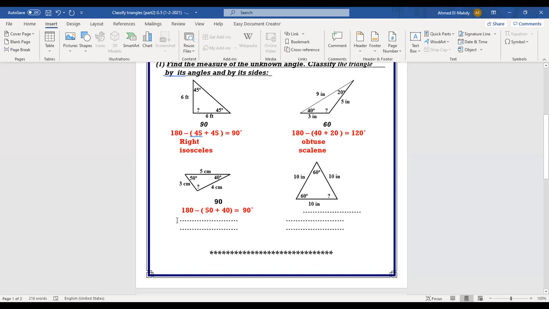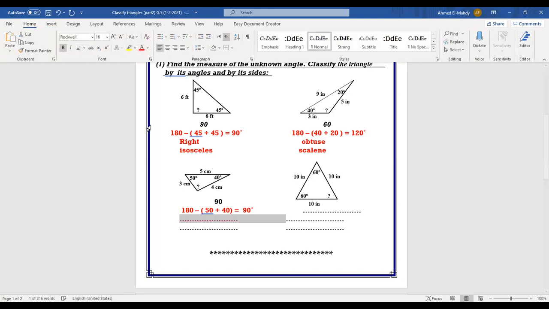Okay, Amr. What is the kind of this triangle related to its angles? It is acute. Sure, Amr? Check your angles. We have angles 50, 40 and 90. Yes, it will be right. Thank you, Amr.